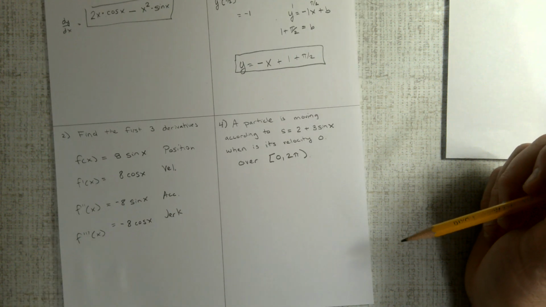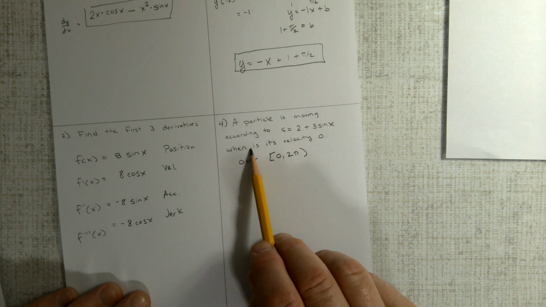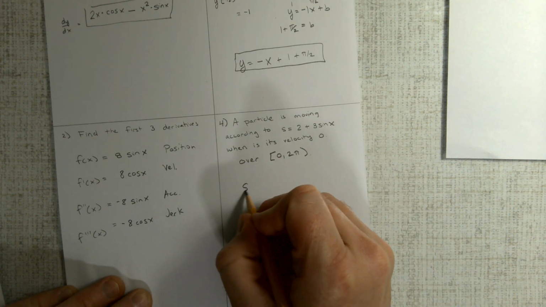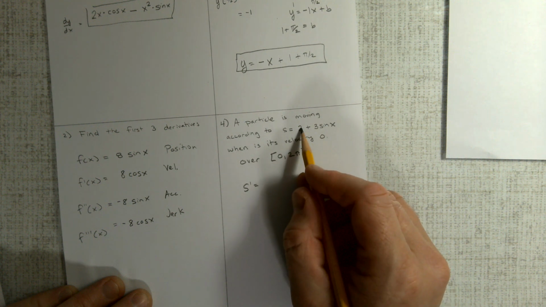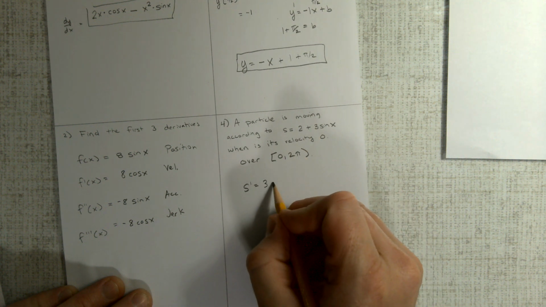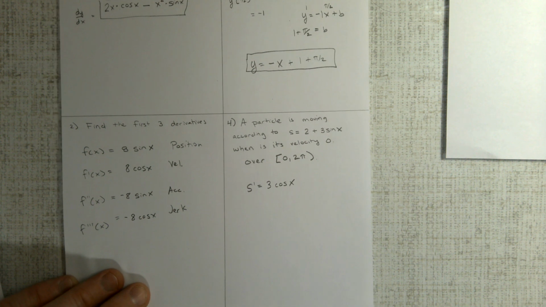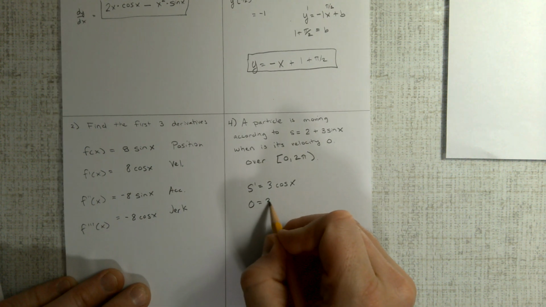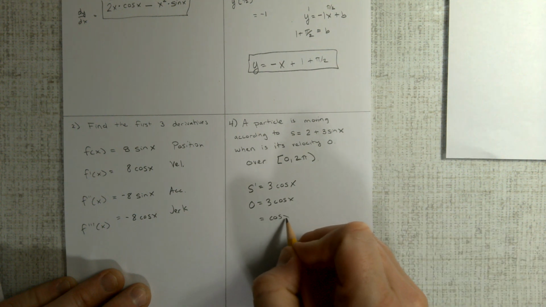Alright, and the last one, a particle is moving according to this function. When is its velocity 0? Well, velocity is the first derivative. What would that be? That would be 0, 3 cosine x. There's its derivative, and I want to know when is the derivative 0. Well, solve the equation. Cosine x is 0.